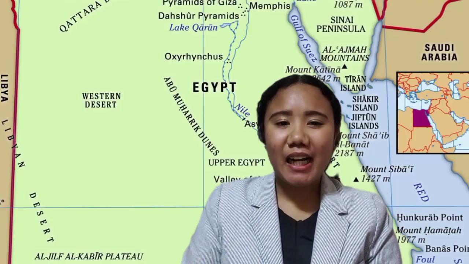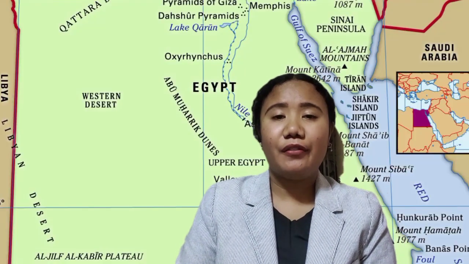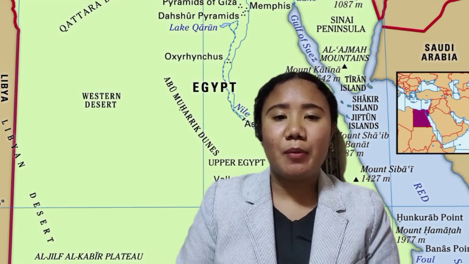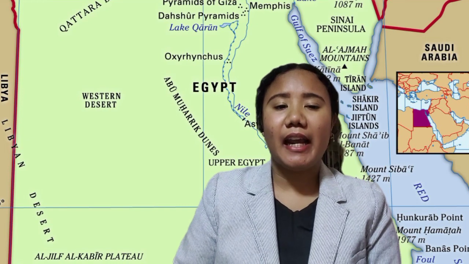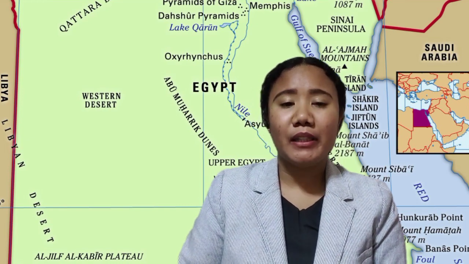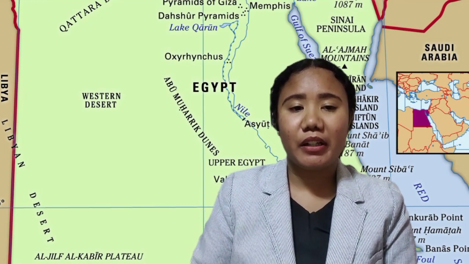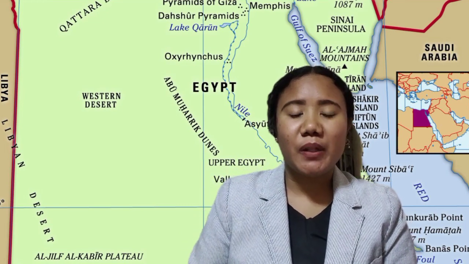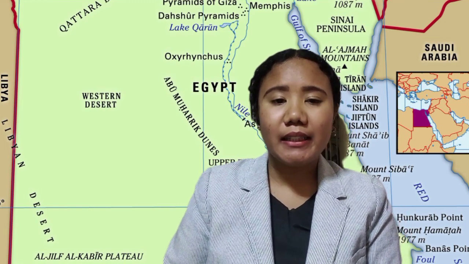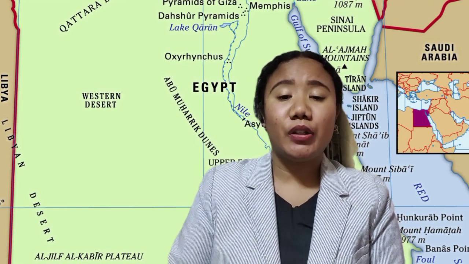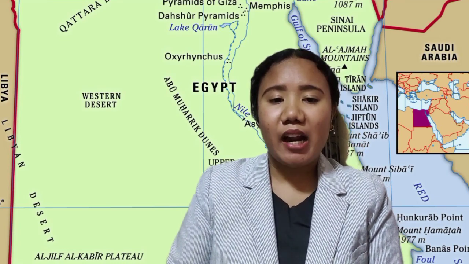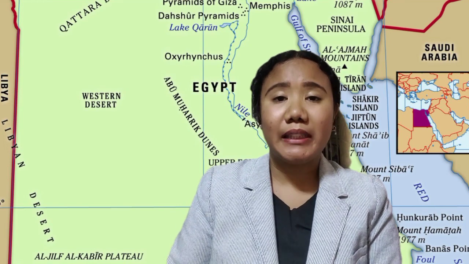Next is the physical and cultural geography of Egypt. The country of Egypt occupies land on both the African and Asian continents. It has a total land mass of 1.01 million square kilometers. It is naturally bordered by the Mediterranean Sea to the north and the Red Sea to the east. The average elevation of Egypt is 321 meters above sea level.